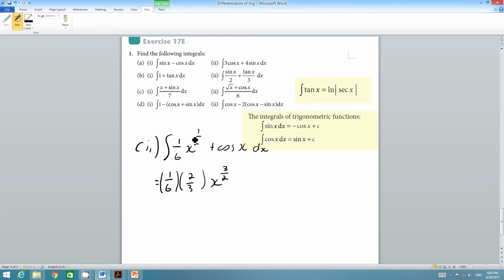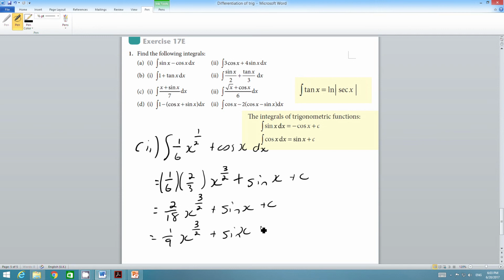This is how I integrate the first part. Plus the integral of cosine of x is sine of x plus c. Then all we have to do is go and simplify this. This becomes 2 over 18, which we can later simplify again. 3 over 2 plus sine of x plus c. And this we can simplify as 1 over 9, x to the power of 3 over 2 plus sine of x plus c.